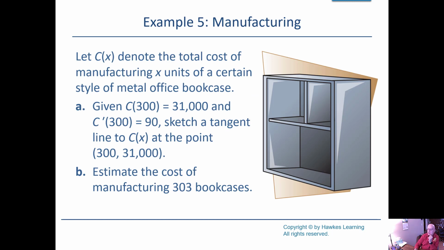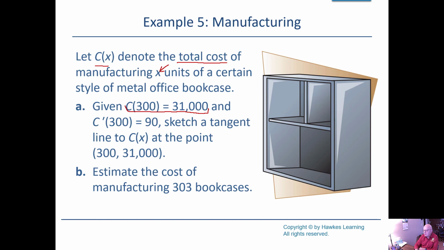All right, here's one about cost. We're making bookcases, metal bookcases. We've got some givens. So we're given that C of 300 equals 31,000. Okay, first of all, what does this mean? Notice that C represents the cost of making x bookcases. So this means that the cost of making 300 bookcases is $31,000.